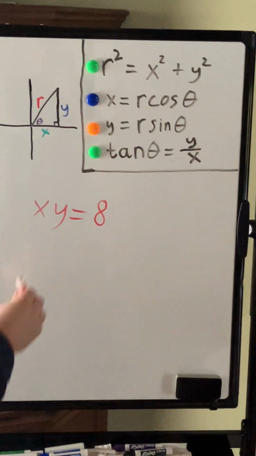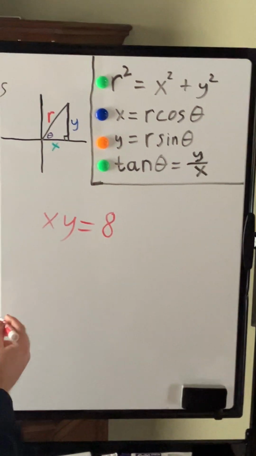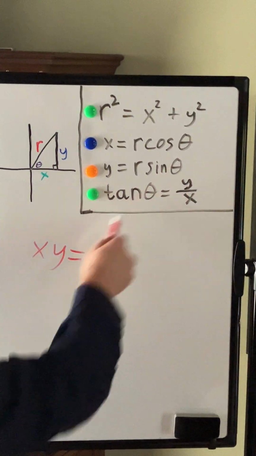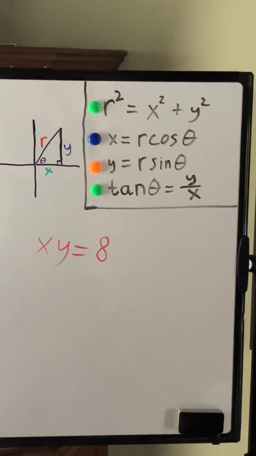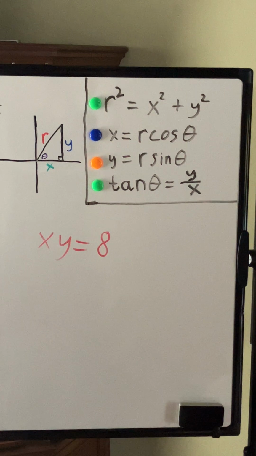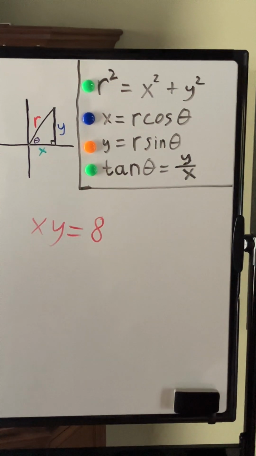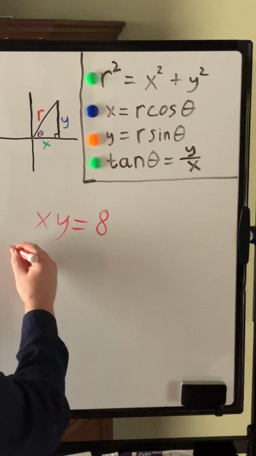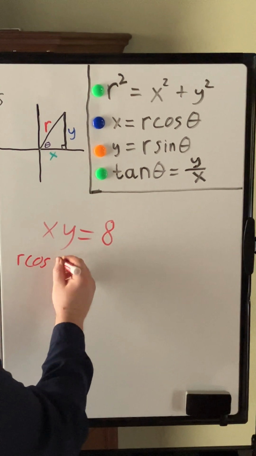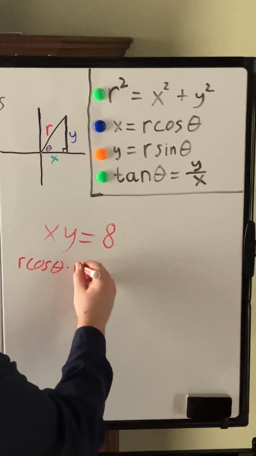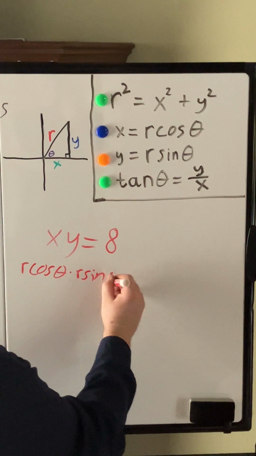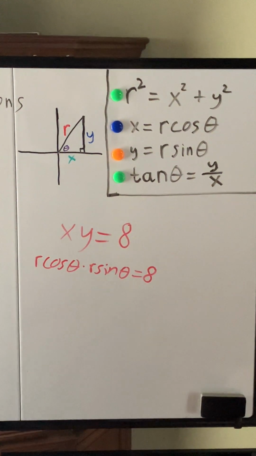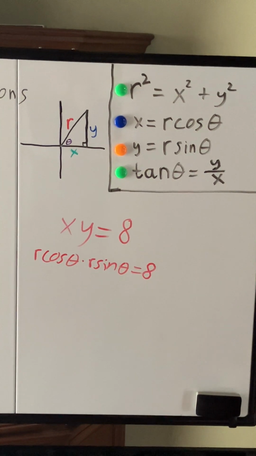So here, we just have to start with making direct substitutions. There's really nothing else to do here. We can't turn this into y over x form very easily. I mean, technically you could, but it would get a little messier. So we're just going to go, all right, r cosine theta times r sine theta equals 8. Now, there's not much to do here.